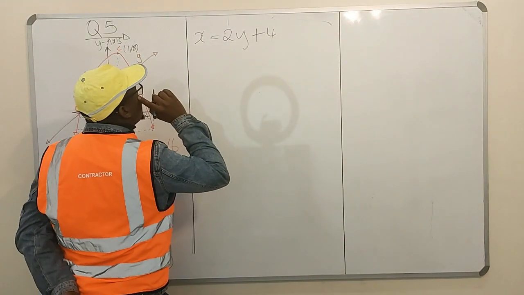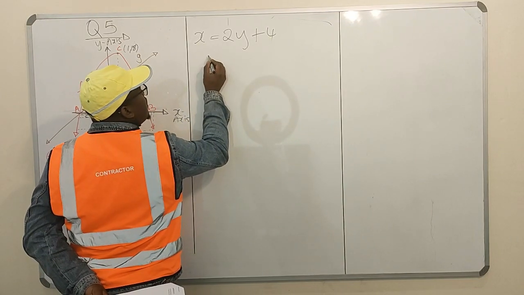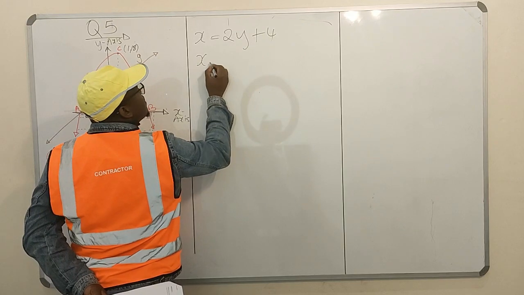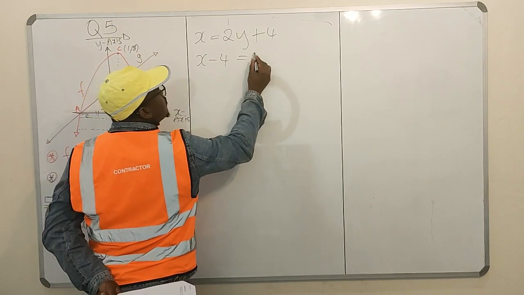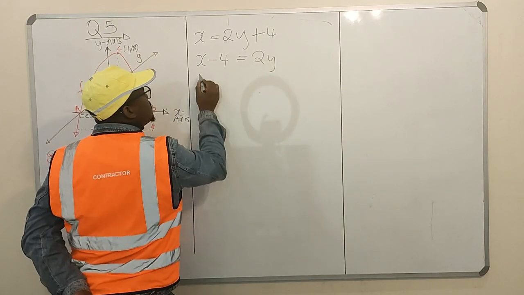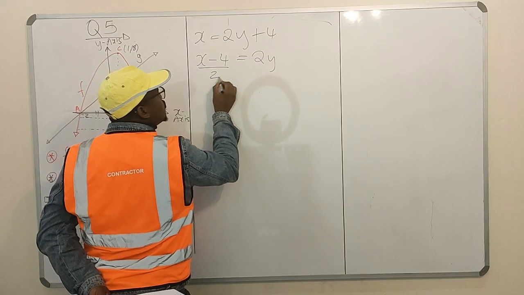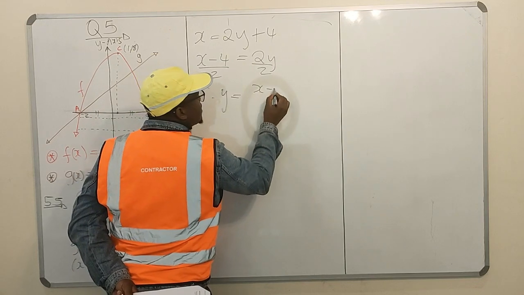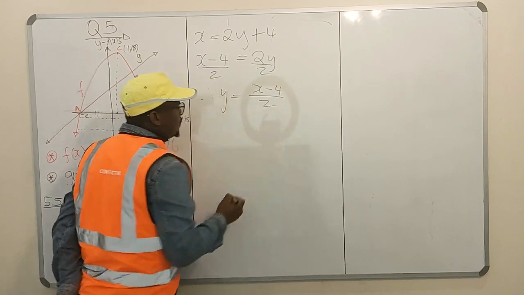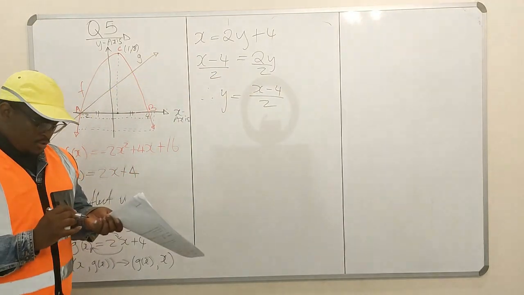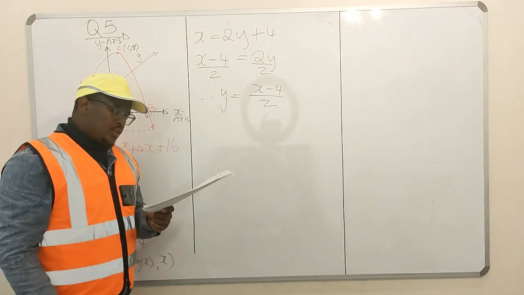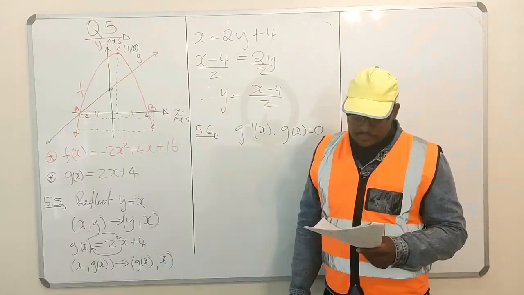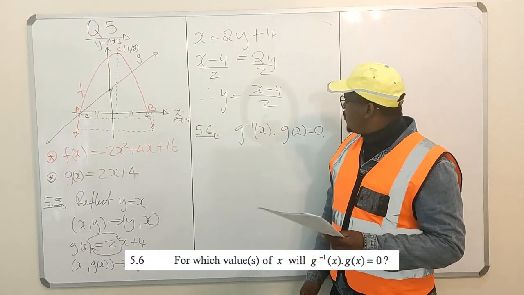What do you say? Say, okay, transpose the 4 to the side, and x minus 4 is equal to 2y. Then divide by 2, divide by 2. Therefore, your y is equal to x minus 4 all over 2. So, we're done with this one. We'll go to 5.6. So, now we're doing 5.6.